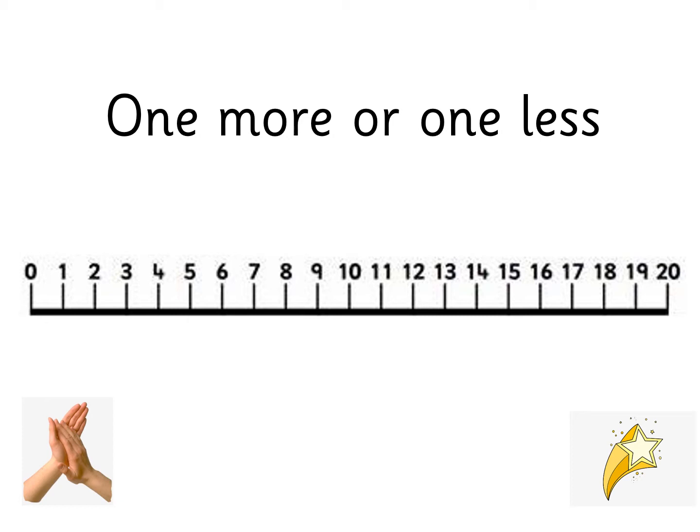Find number 5. One more than 5. What is one more than 5? 6. Well done. Find 20. What is one less than 20? We've got to jump backwards now. One less. 19. Well done. The number's getting smaller. Point to number 7. What is one less than 7? Jump backwards. 6. Well done. Point to number 10. What is one less than 10? 9. Fantastic. Point to number 17. What is one less than 17?